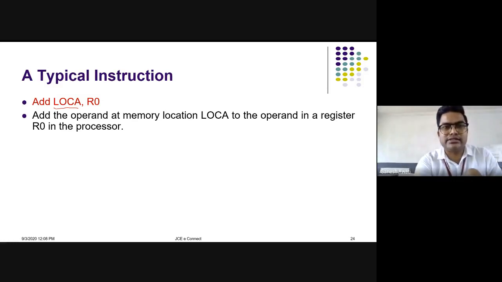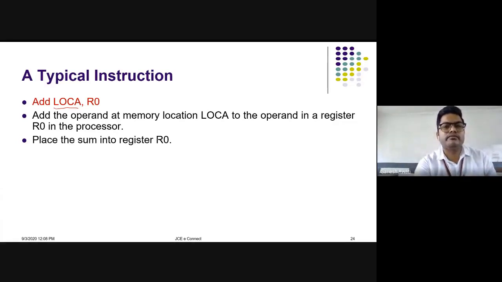Your processor will have some registers, which will be holding some data, and this memory location will be holding some data. So this will add these two data. Add the operand at a memory location to the operand in the register R0 in the processor. What they are holding we call an operand, the data on which we are operating. And place the sum into the register R0. Once it adds the content of these two, it stores the result again into R0.